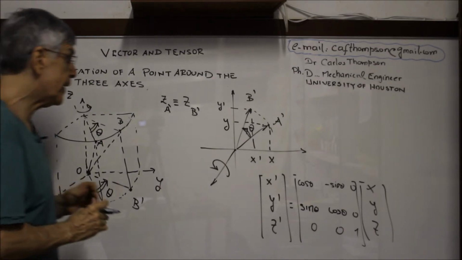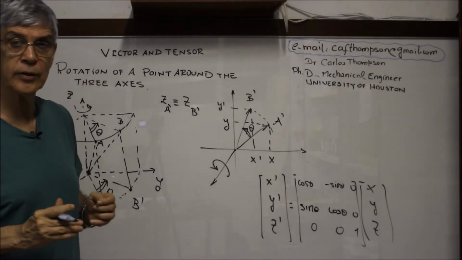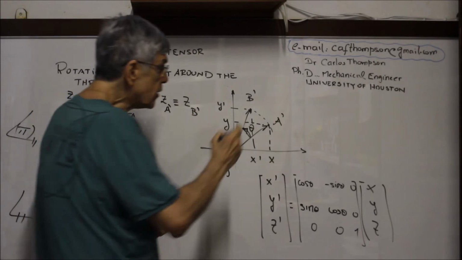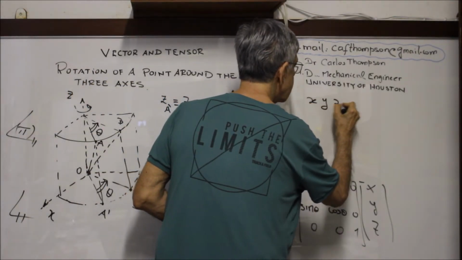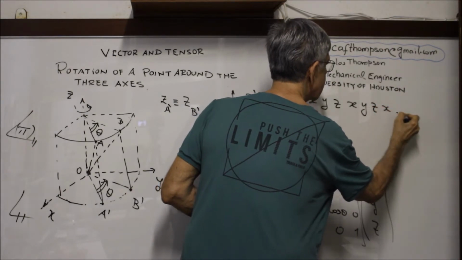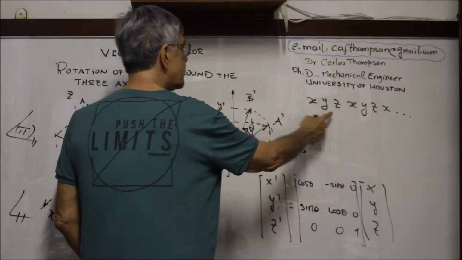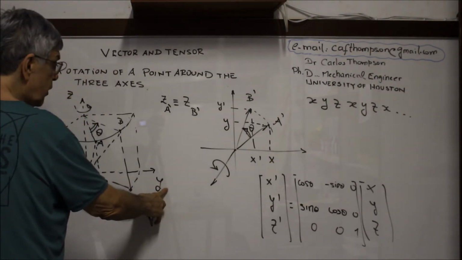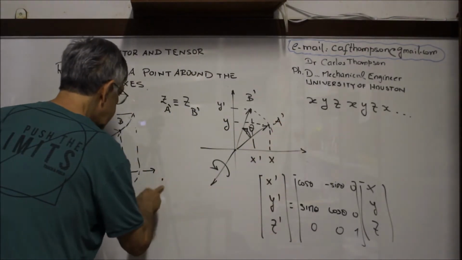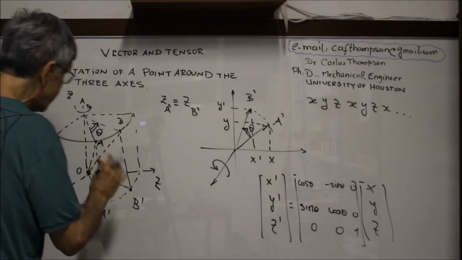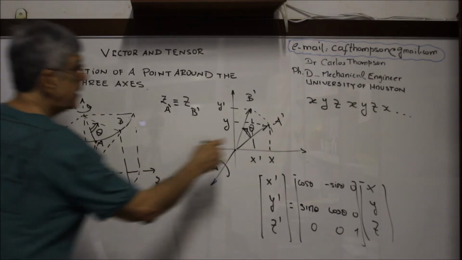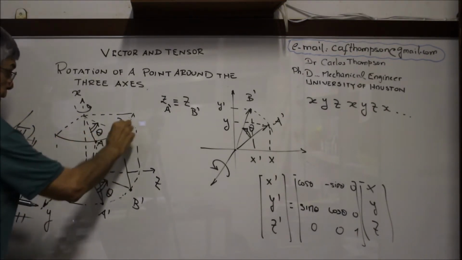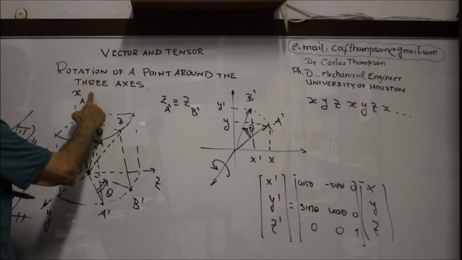Now, to obtain the rotation, for instance, around the X-axis or Y-axis, you just follow this sequence here, X, Y, Z, X, Y, Z, X, and so on. Look, after X, I put Y. So this is Y. After Y, I just write Z. You see how easy it will be. Now, after Z, I put X. So now I'm worried about rotation of a point around the X-axis.